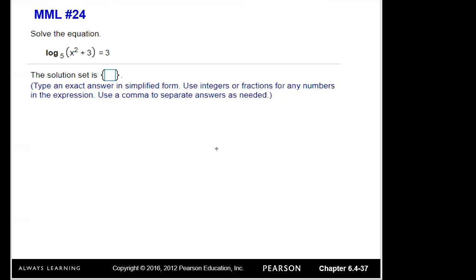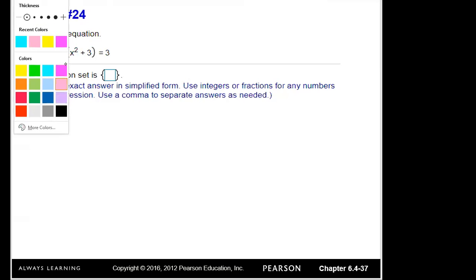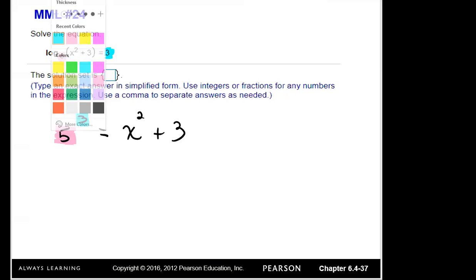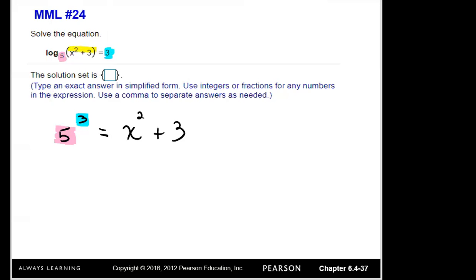This one is in logarithmic form, so I have to change it to exponential. I will start with the base. So it's going to be a base 5 raised to the power of whatever it is that I have the log set equal to. That goes right there. And then that's going to equal the x squared plus 3, all of that. All of this is going to go right here.